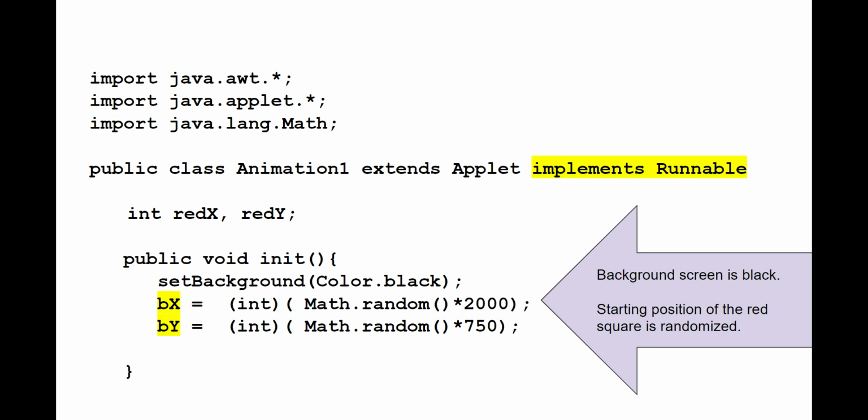All right, in the init section, so you know that the init section runs only once, I have initialized the coordinates and I've set them to some random numbers on my screen. In this case, the bx is set from anywhere from 0 to 2000, which is the width of my screen, and the by is set anywhere from 0 to 750, which is the height of my screen. I've also set the background color to black.